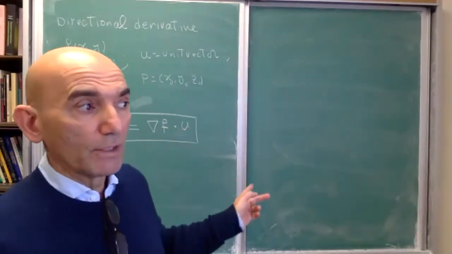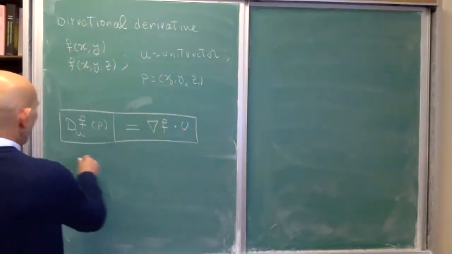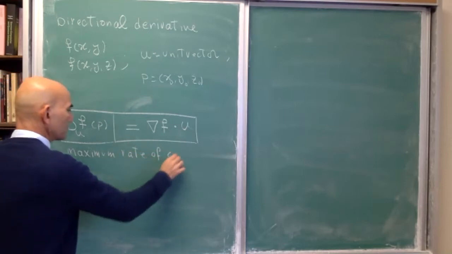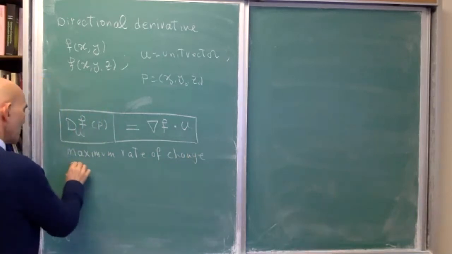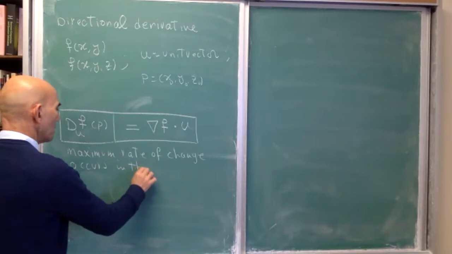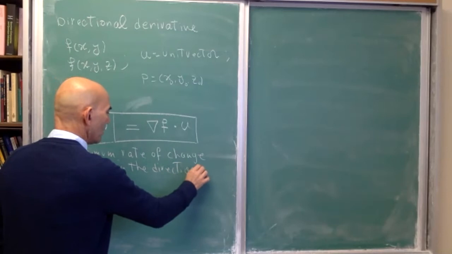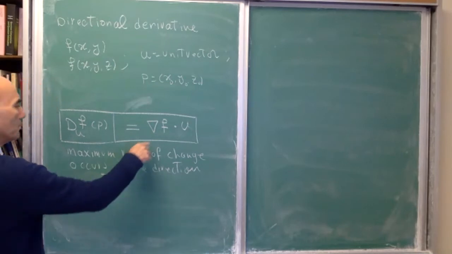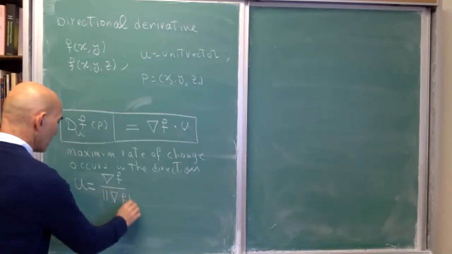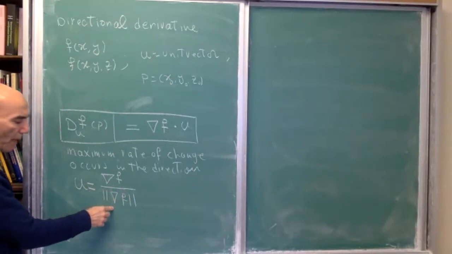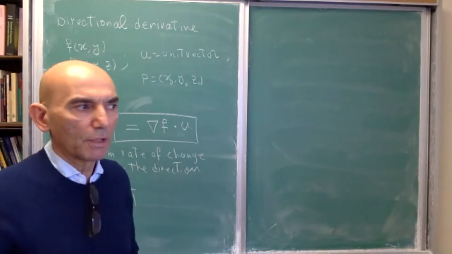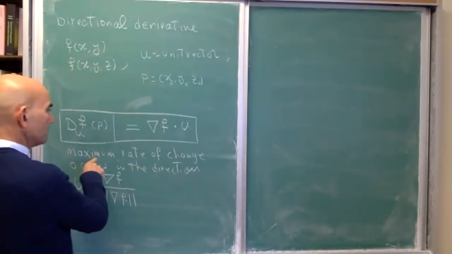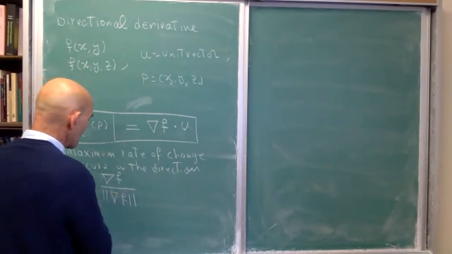So a corollary of this formula was that the maximum rate of change occurs in the direction u, which should be gradient of f divided by the norm of the gradient of f. Why do we divide by this norm, or magnitude? Because the gradient need not be a unit vector. It could be any vector. So we just divide by its length to make it a unit vector. That's natural. So this is the direction that gives us the maximum rate of change.